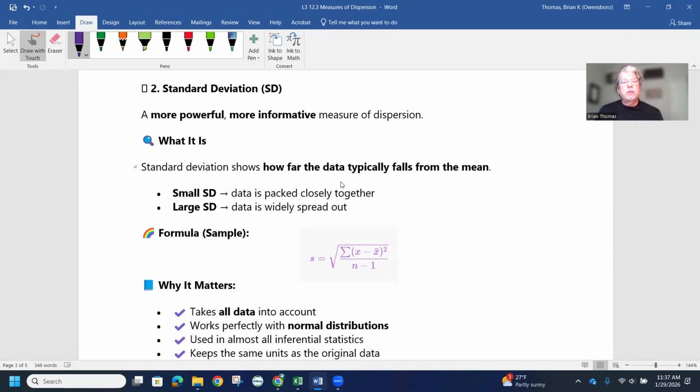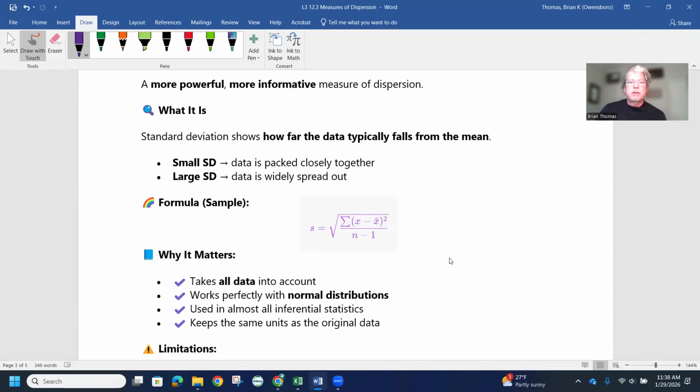The next thing we get into is what's called standard deviation. It's a more powerful, more informative way to measure what we call dispersion. So standard deviation is a more complex concept, but trying to put it in some simple terms, this is about as simple as you can get.